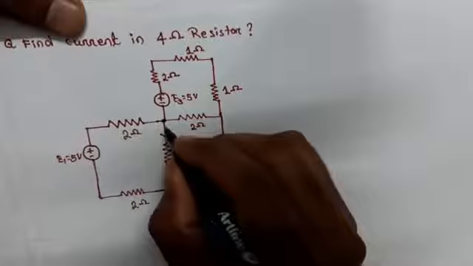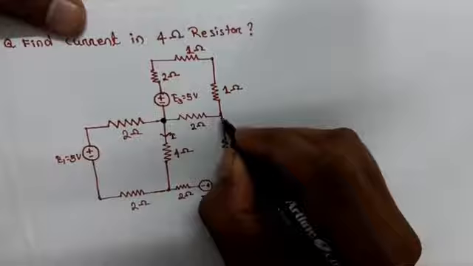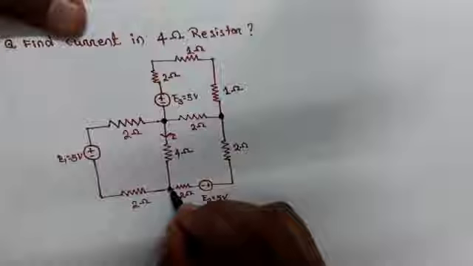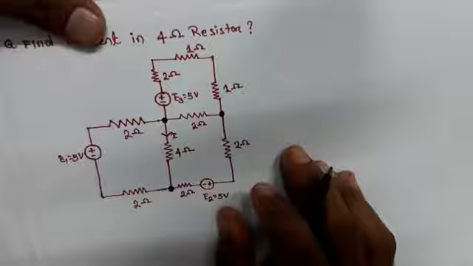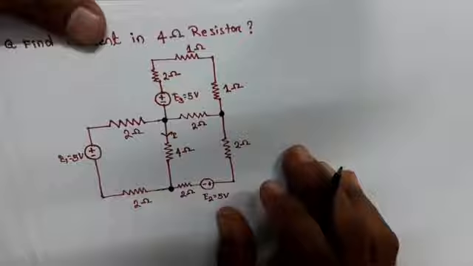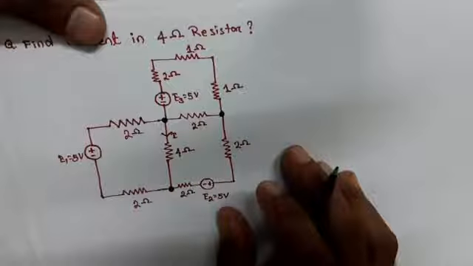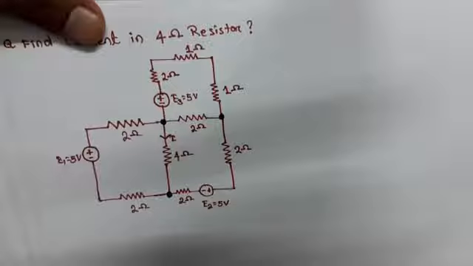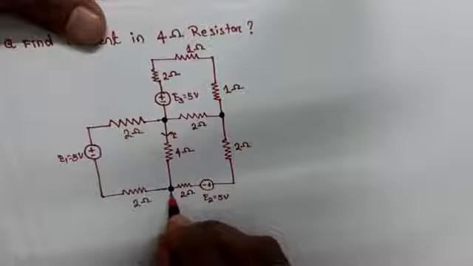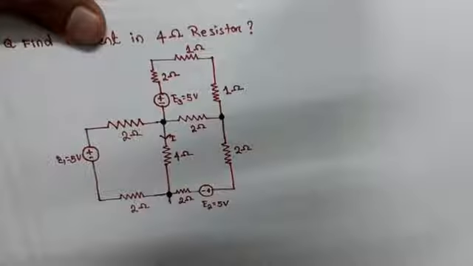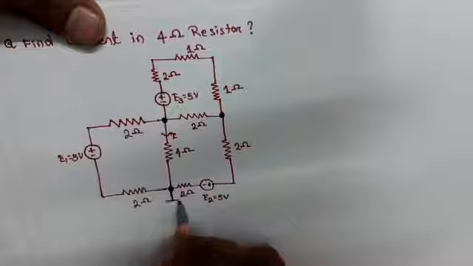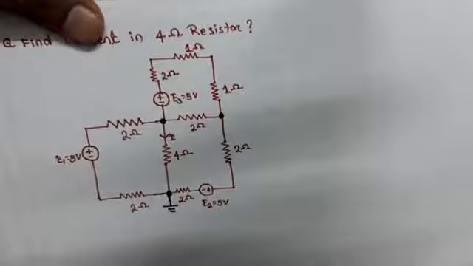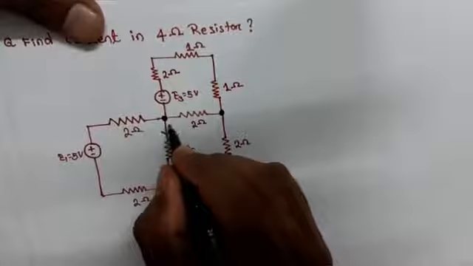Let's start. Here is one node, as you previously know what a node is, and here is another node. The number of nodes is 3. According to nodal analysis, we take one node as the reference node. According to my assumption, we take this node as the reference or ground node, and the other nodes as non-reference nodes.